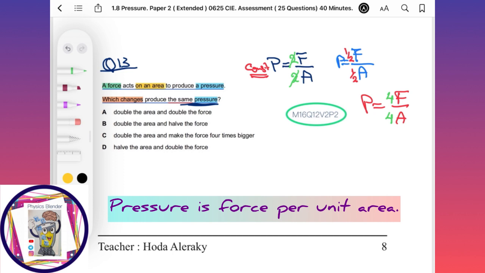There is a tricky part here. You have to read the statement carefully. Here "and" could be "or", so you have to choose the correct statement. So the correct statement here, which changes will produce the same pressure, is if we double the area and double the force. So the correct answer for this one is A.